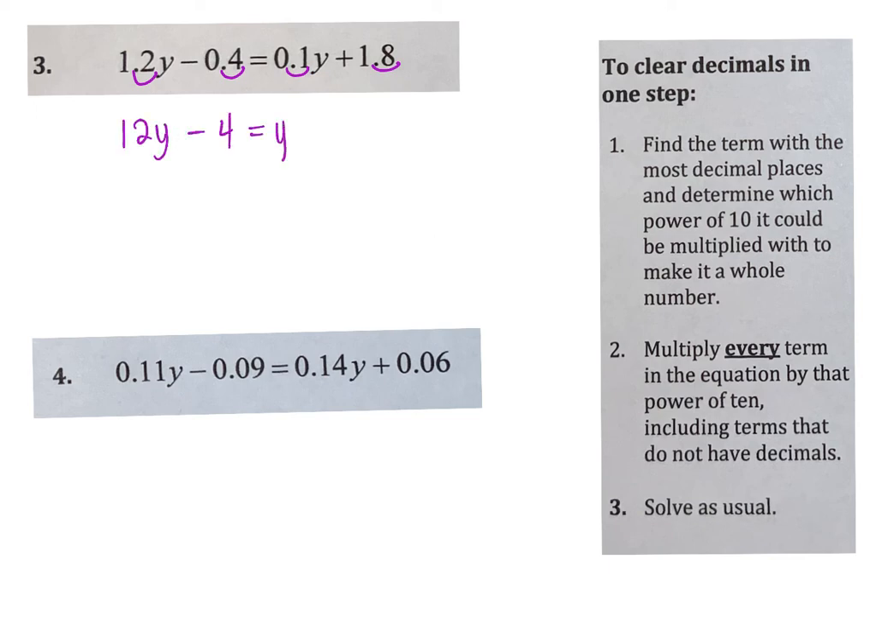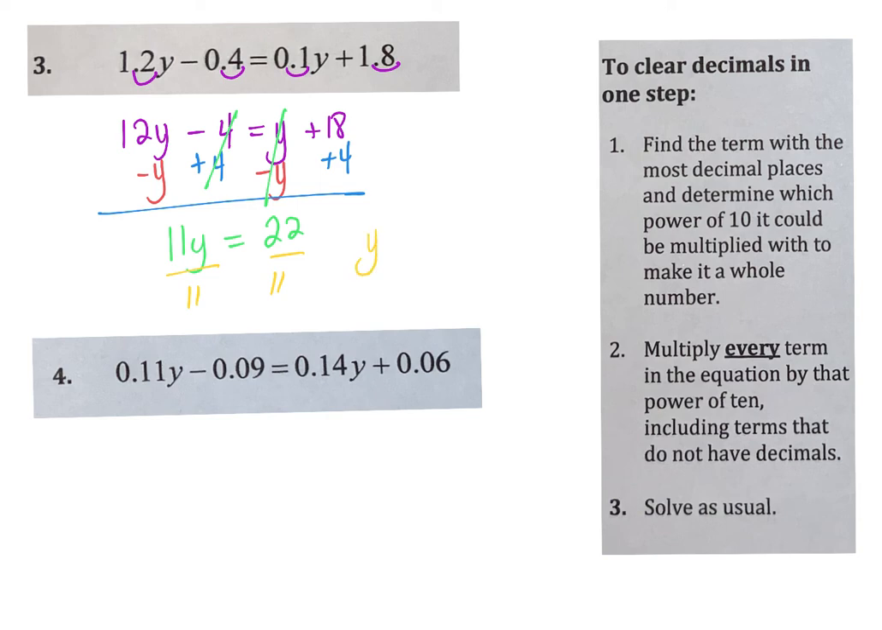All right. And so now I have a really easy problem to solve. Move my variables over to one side, move my numbers over to the other. On the left-hand side, 12 minus 1 is 11y. Negative and positive 4 cancel. On the right-hand side, positive and negative y cancel. And 18 and 4 give me 22. And then I have y equals 2.